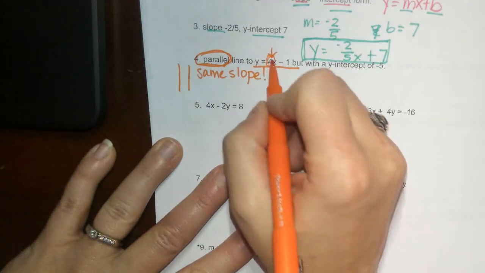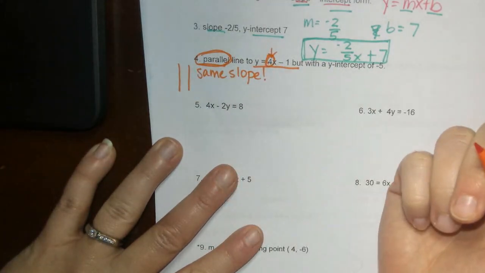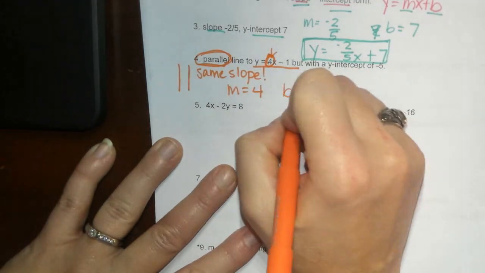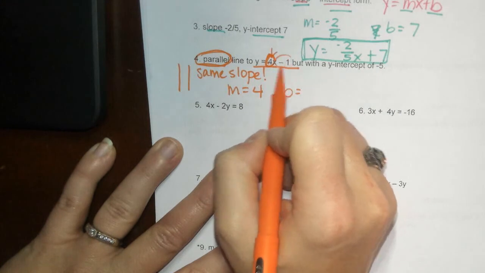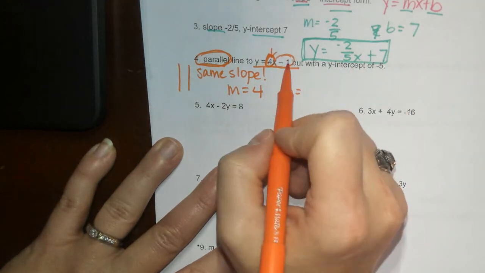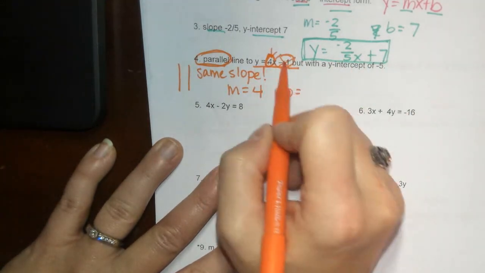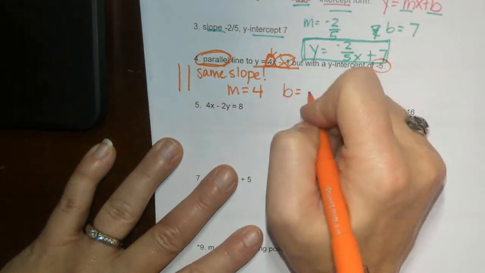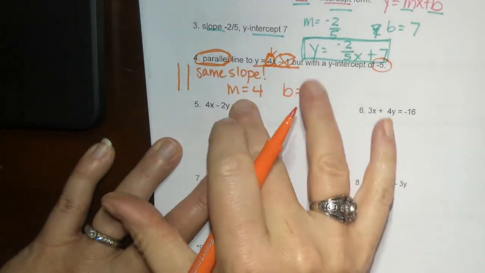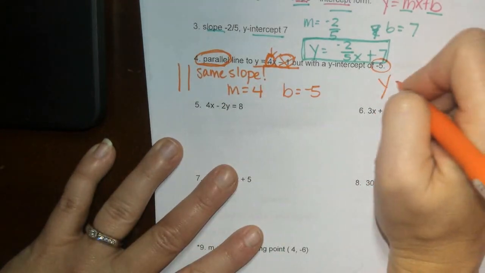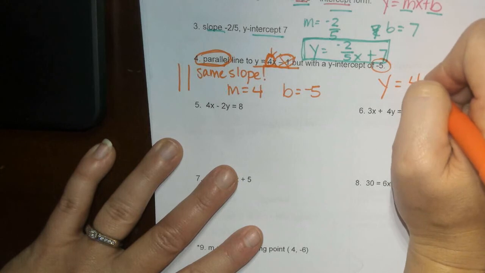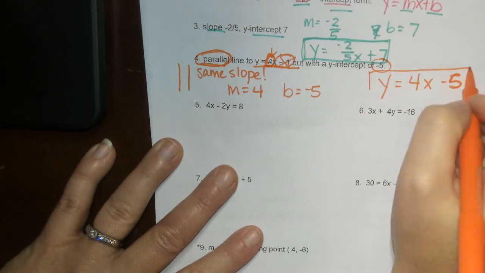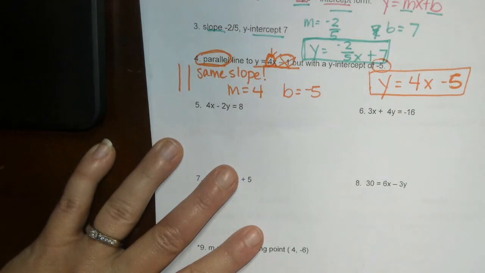So your slope is going to be 4, because it's the same slope as what they gave you. So your M is 4, and your B is not going to be -1, because that's the y-intercept for this line. It wants the same slope, a parallel line, but with a y-intercept of -5. So now you have the 2 parts you need, and you can put that into y equals m, 4, x, plus b, or -5.